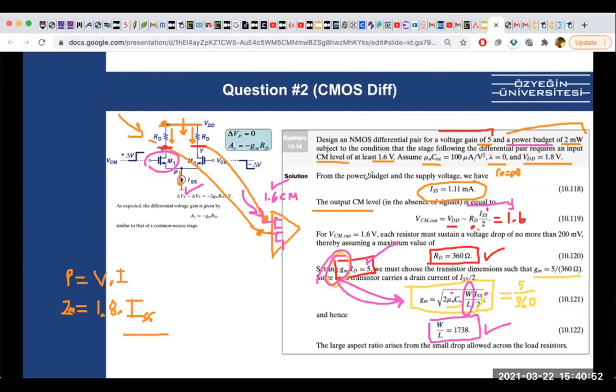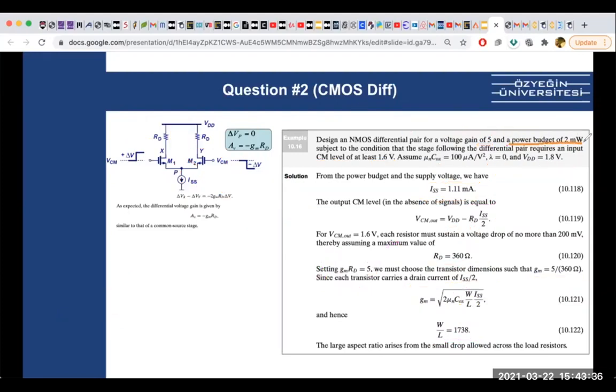And actually this is what I do when I design chips. You are given these specifications. We said it's a power budget of 2 milliwatt. That means your circuits cannot consume more than 2 milliwatt.